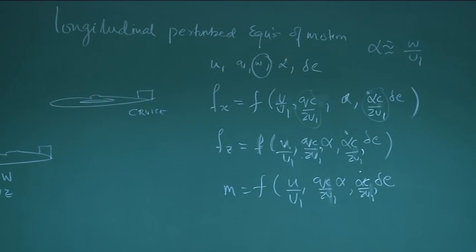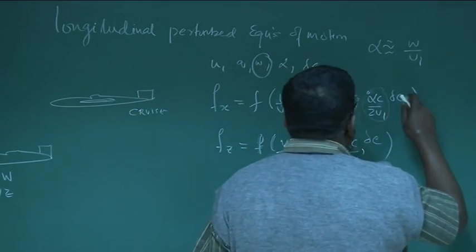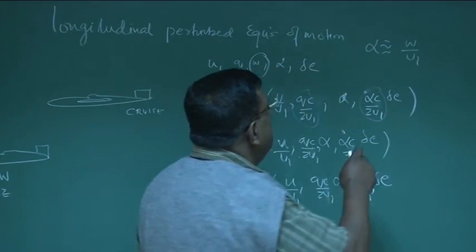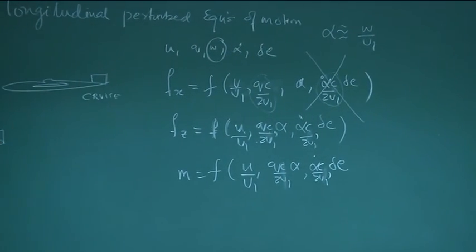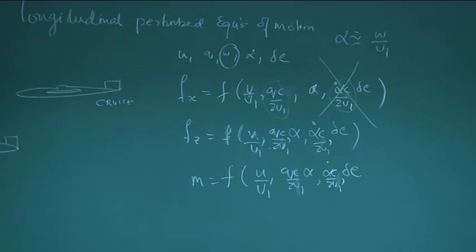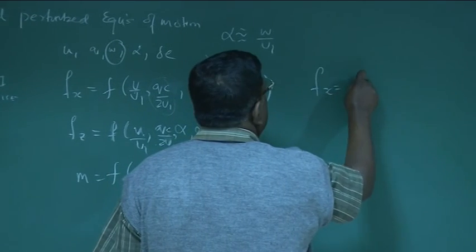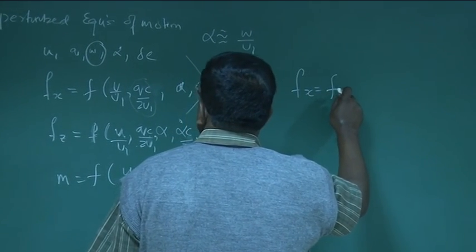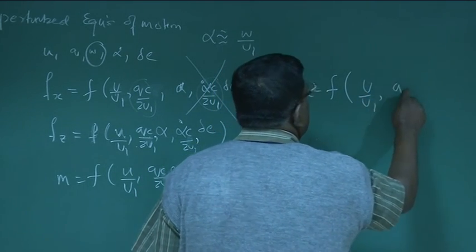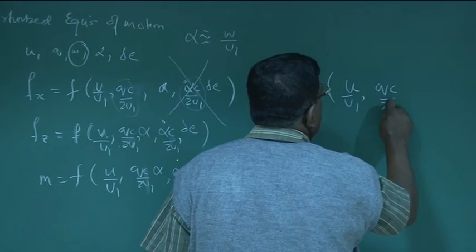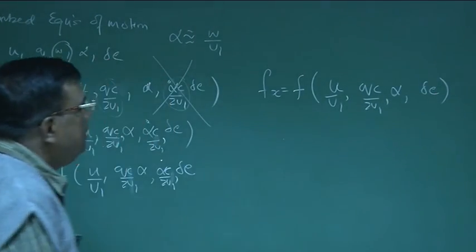Okay, fine. Once we agree to this, then we made an assumption that for normal airplane, small disturbance, I may eliminate alpha dot c by 2U1 effect on Fx for most of the airplane. So we wrote Fx equal to function of u by U1, then qc by 2U1, comma alpha, comma delta E, right?